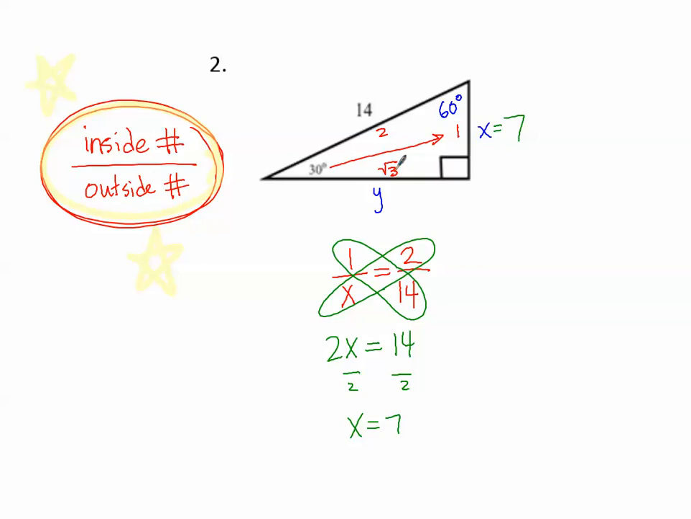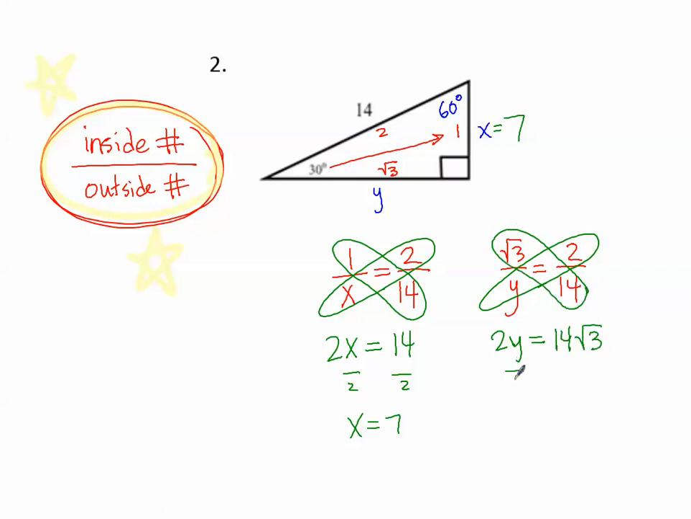Now let's do the side for y. Again, inside number over outside number. Square root of 3 over y equals 2 over 14. And now we can cross multiply. 2 times y equals 14 times square root of 3. Divide both sides by 2, and y equals 7 square roots of 3, because 2 can divide into 14 since they're both outside the radical. 2 goes into 14 7 times.